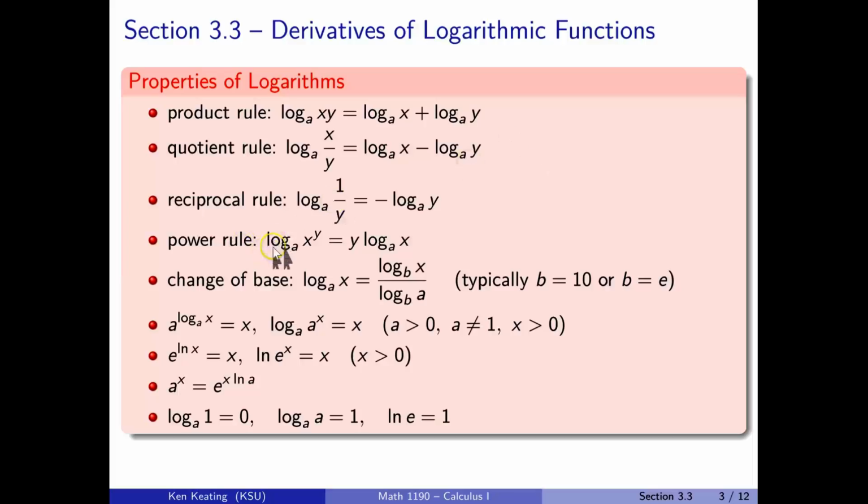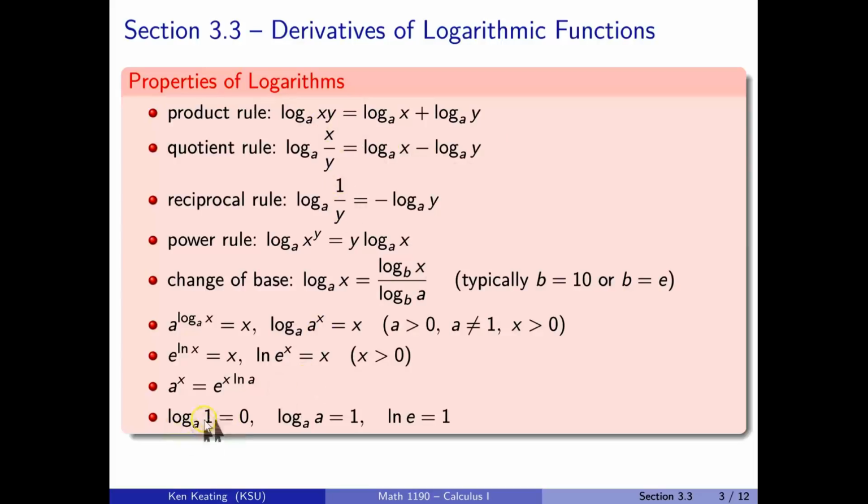And then jumping down to the power rule, the log of something raised to a power, the log of x to the y, says I can take that power y and move it down in front of the logarithm, and log of x to the y becomes y times log x. So these three rules will allow us to simplify complicated logarithmic expressions and make, hopefully, the derivative process much easier once we get to that. Now, this reciprocal rule that I skipped over is really just a special case of the quotient rule, where that numerator x is just the number 1.